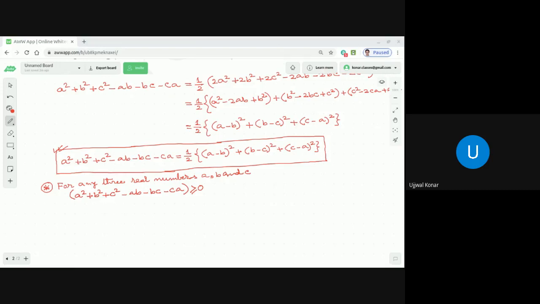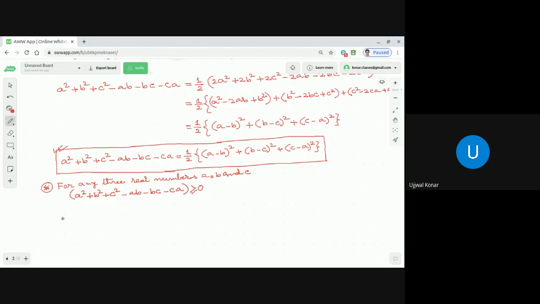Then it's going to be 0 or not? Yes, sir. Correct? So to make your statement generic: if A is equal to B is equal to C, then the value of the expression is going to be 0. Correct?